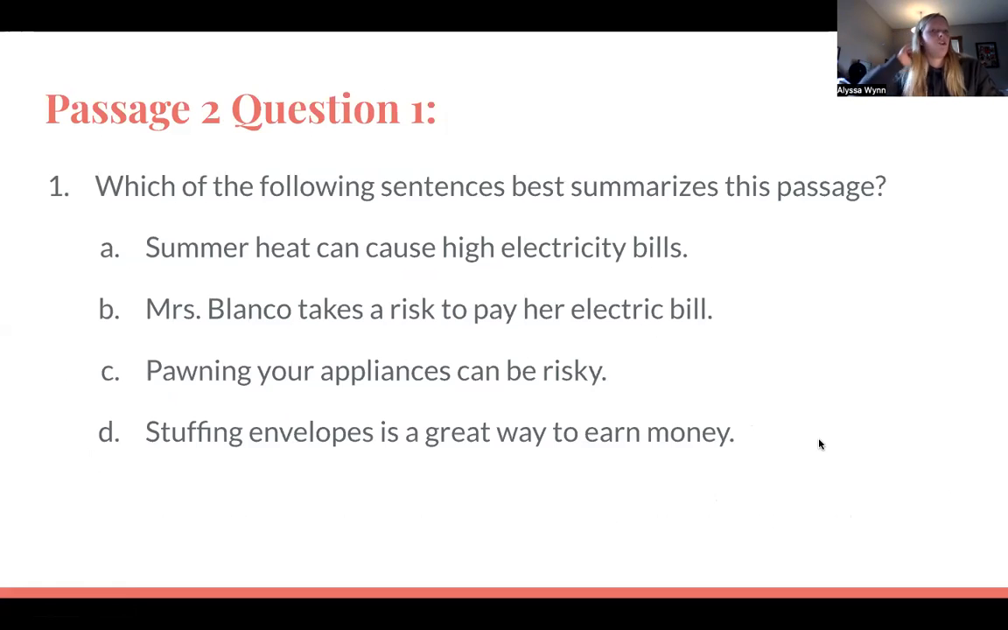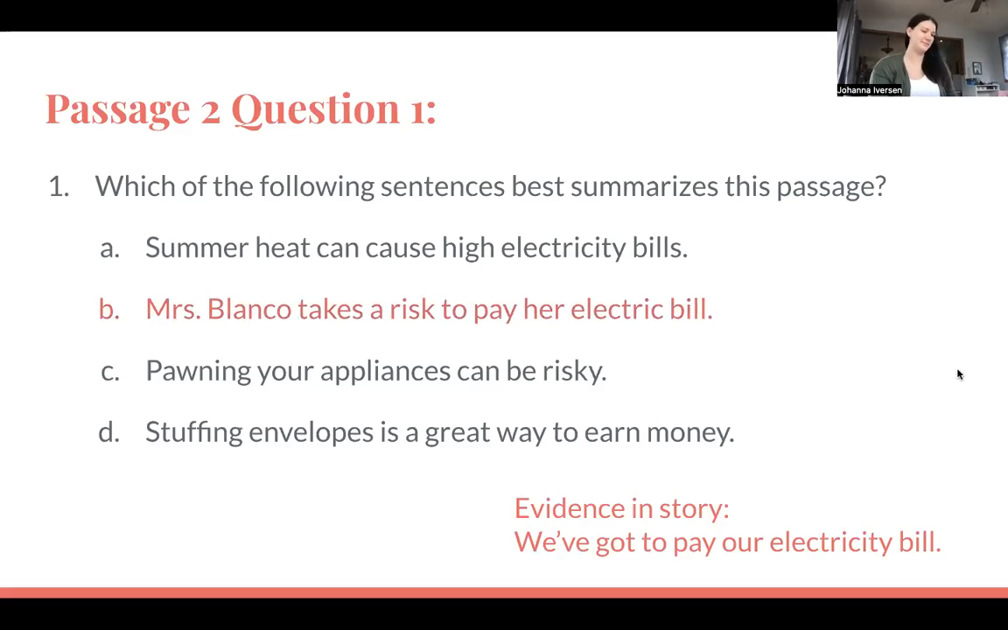All right. So question 1 is, which of the following sentences best summarizes this passage? A, summer heat can cause high electricity bills. B, Mrs. Blanco takes a risk to pay her electricity bill. C, pawning your appliances can be risky. And D, stuffing envelopes is a great way to earn money. Does anyone know the answer to this question? B. Yes, B is the answer. Mrs. Blanco takes a risk to pay her electricity bill. And the evidence in the story is that we've got to pay our electricity bill.